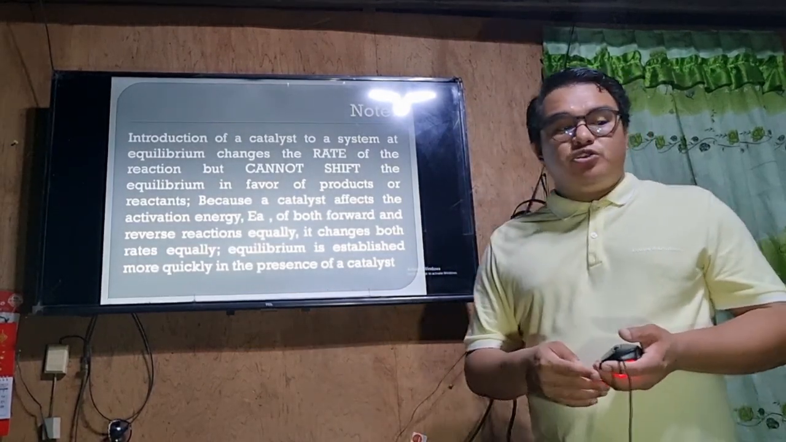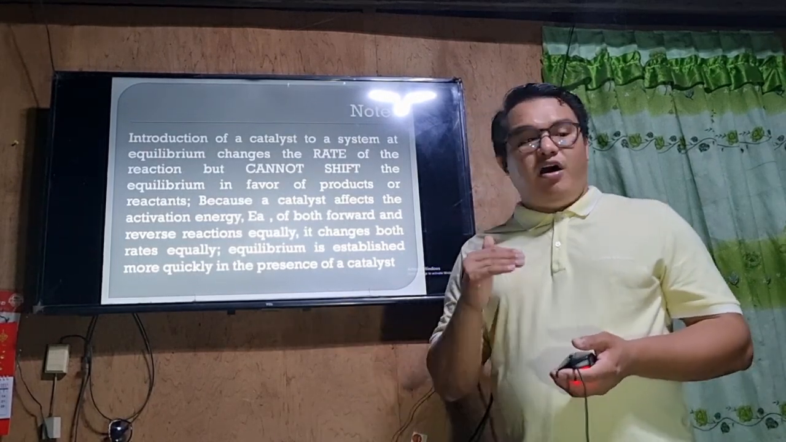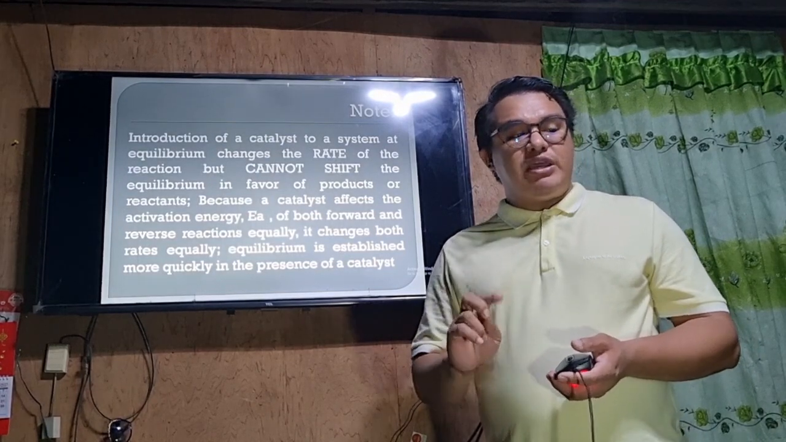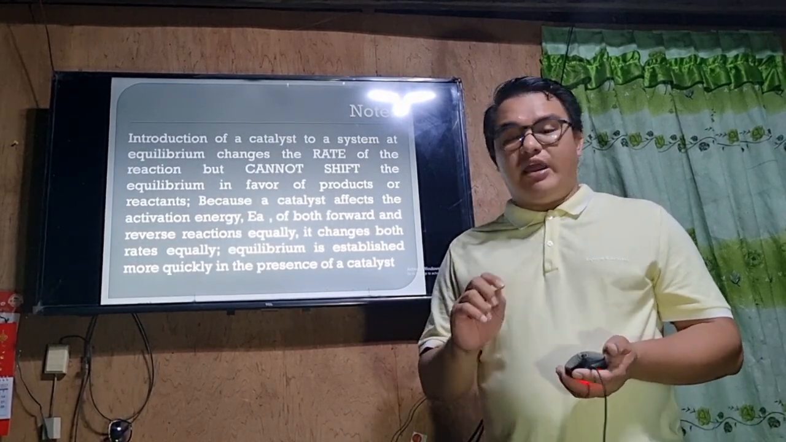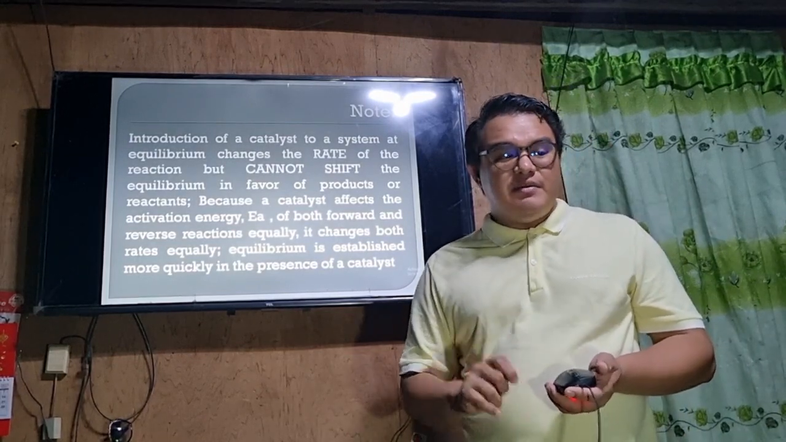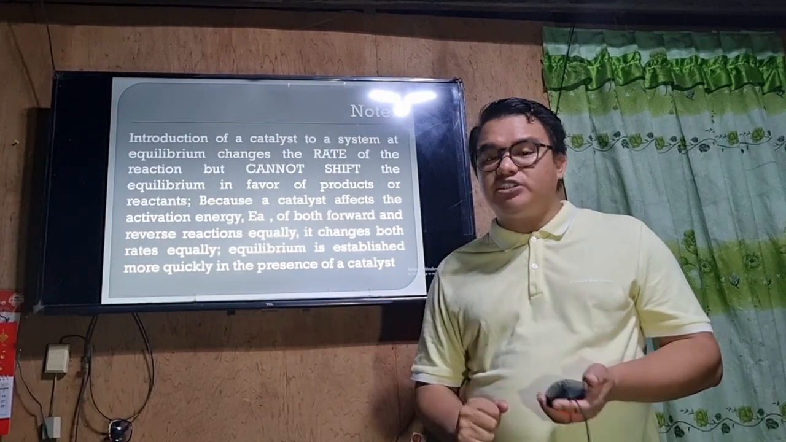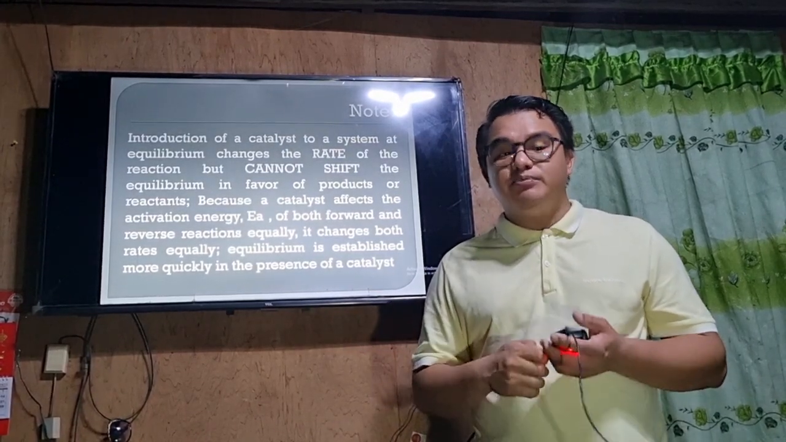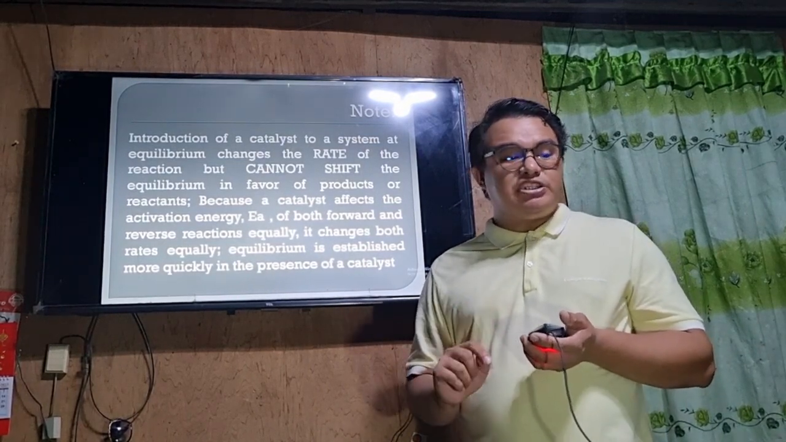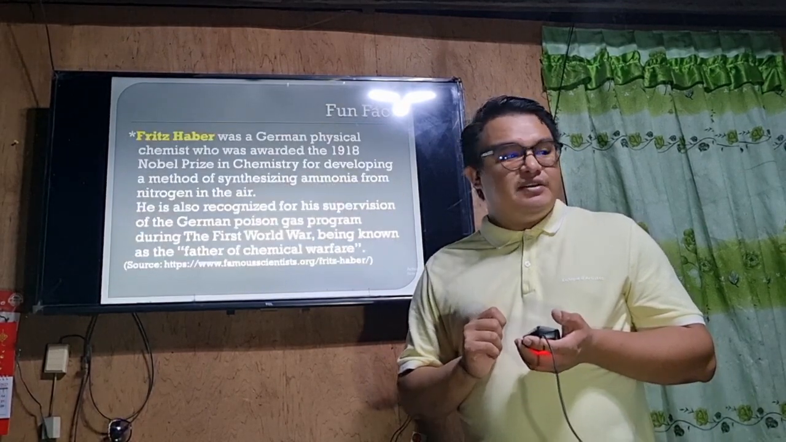Take note also that introduction of a catalyst to a system at equilibrium changes the rate of the reaction but cannot shift the equilibrium in favor of products or reactants, because a catalyst affects the activation energy, or the Ea, of both forward and reverse reactions equally. It changes both rates equally. Equilibrium is established more quickly in the presence of catalysts.